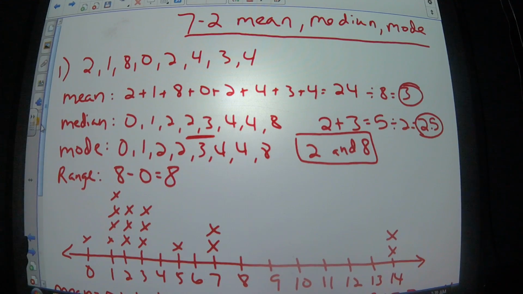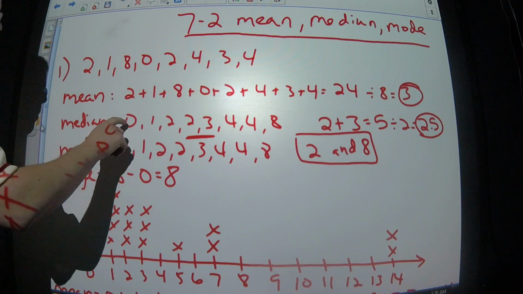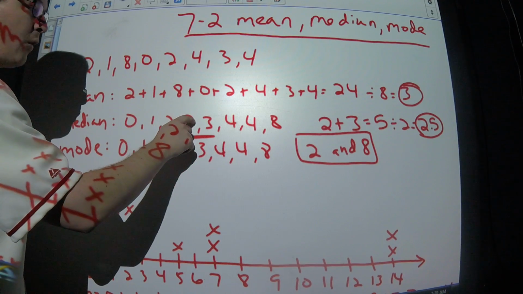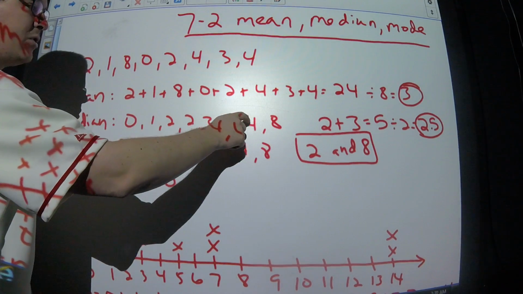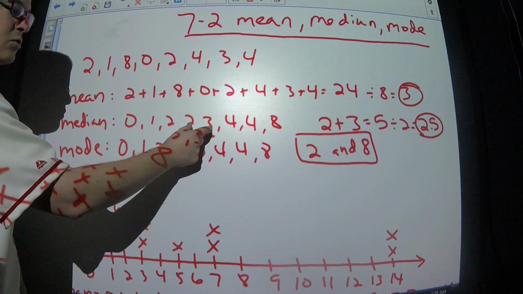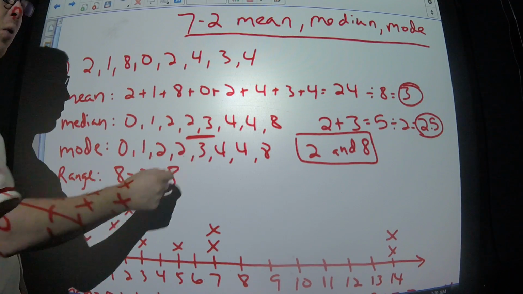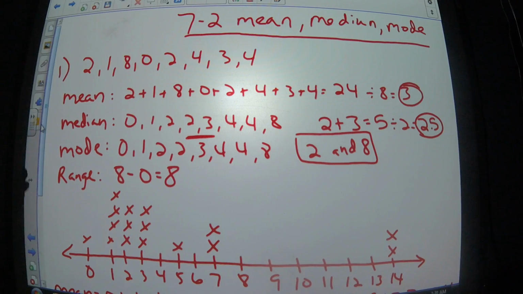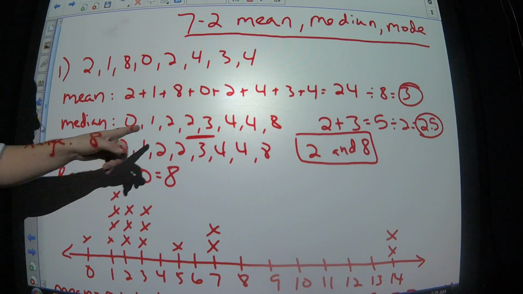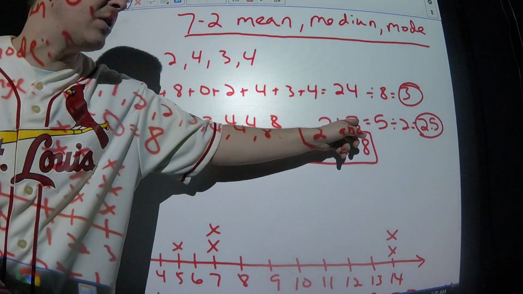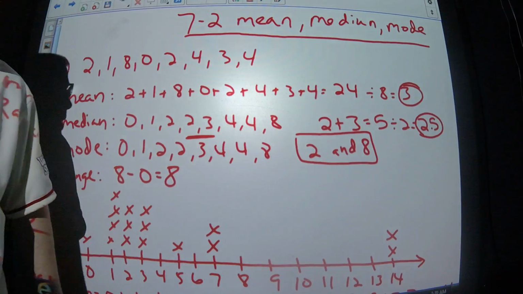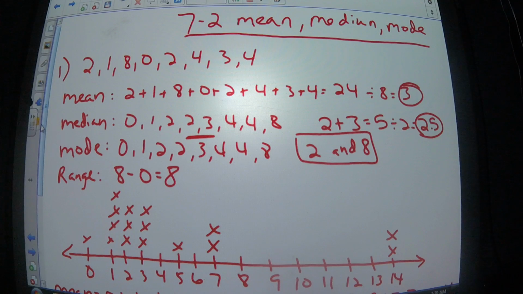Well, I have 8 pieces of data, which is an even number. So I count over 4 places. 1, 2, 3, 4, and then I count left. 1, 2, 3, 4. So 2 and 3 are going to be my middles, but I can't have 2 middles. So what I have to do is add them together. 2 plus 3 equals 5, and then divide by 2. So 2.5 is going to be my median, my middle number.